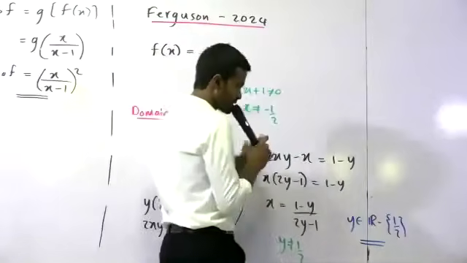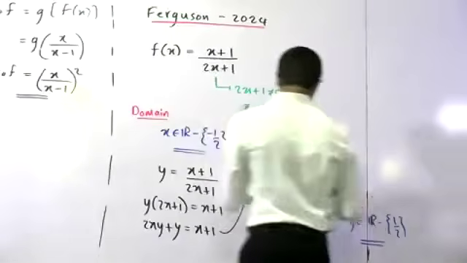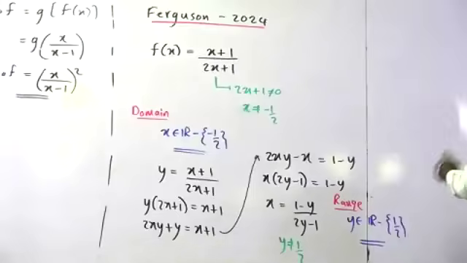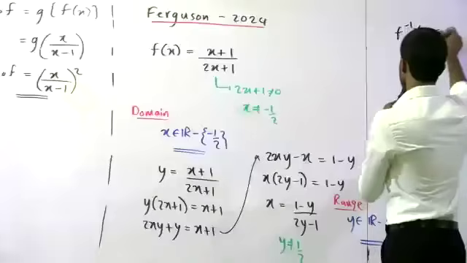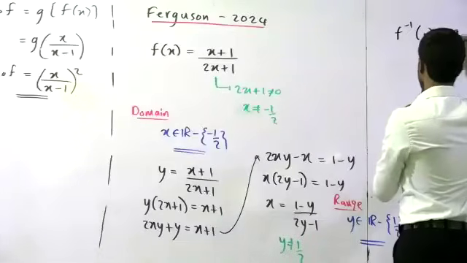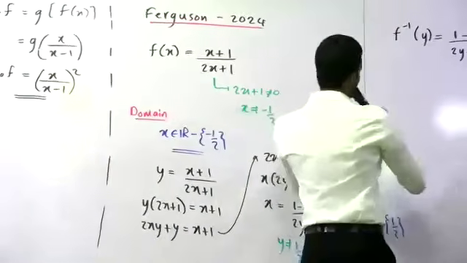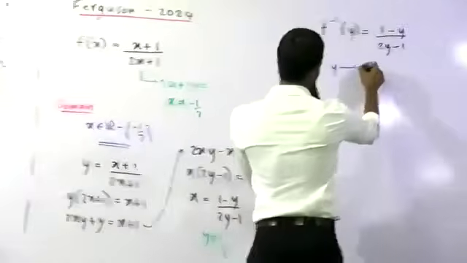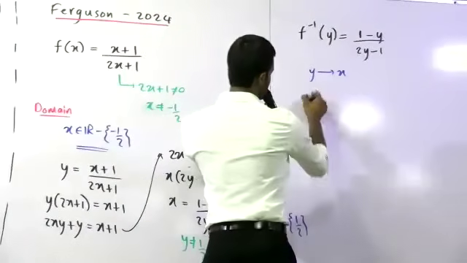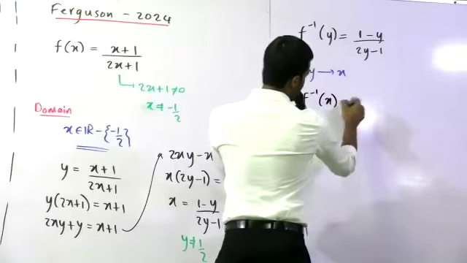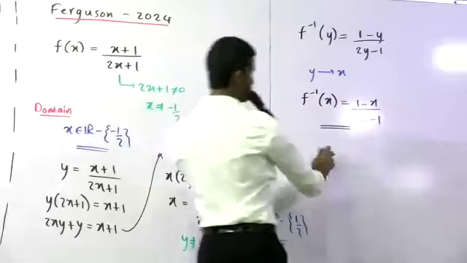And then they ask for the inverse. The inverse is found after you subject x: f inverse of y is equal to 1 minus y over 2y minus 1. Then it's just a variable change, y to x. So I get f inverse of x is equal to 1 minus x over 2x minus 1. So this is my inverse.